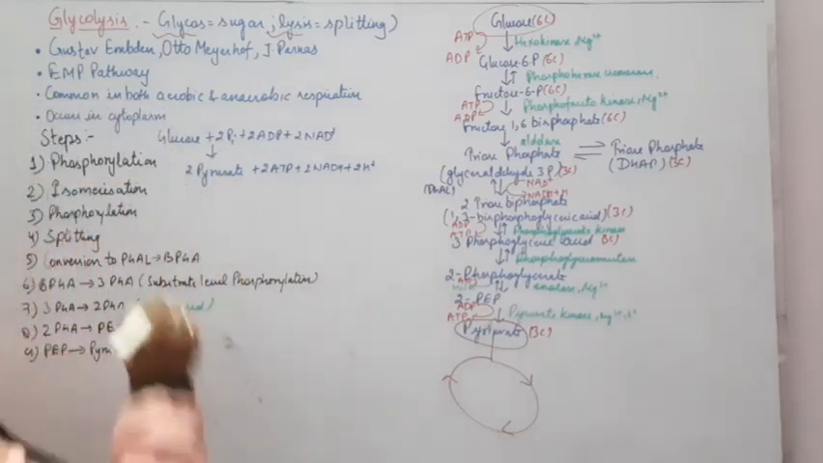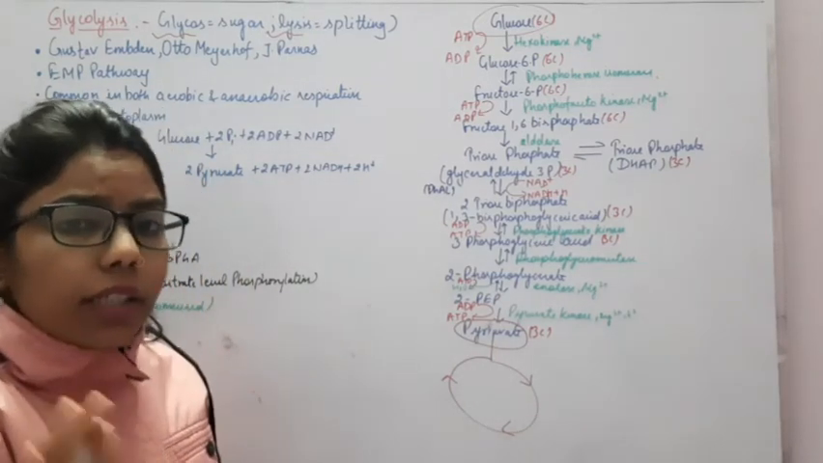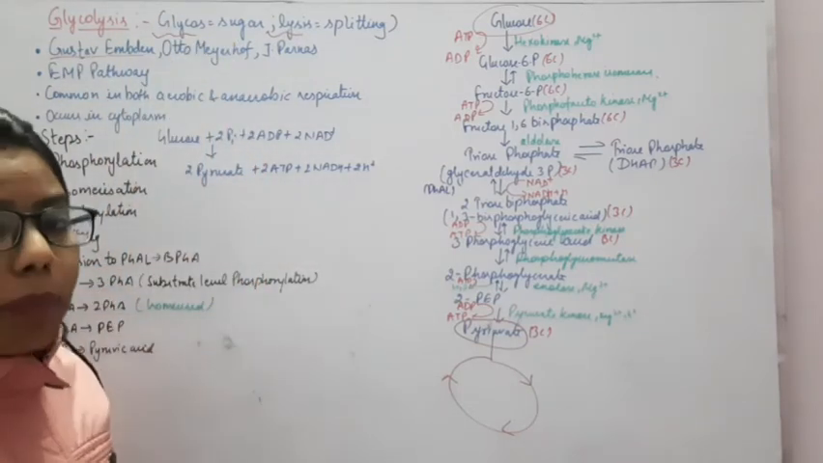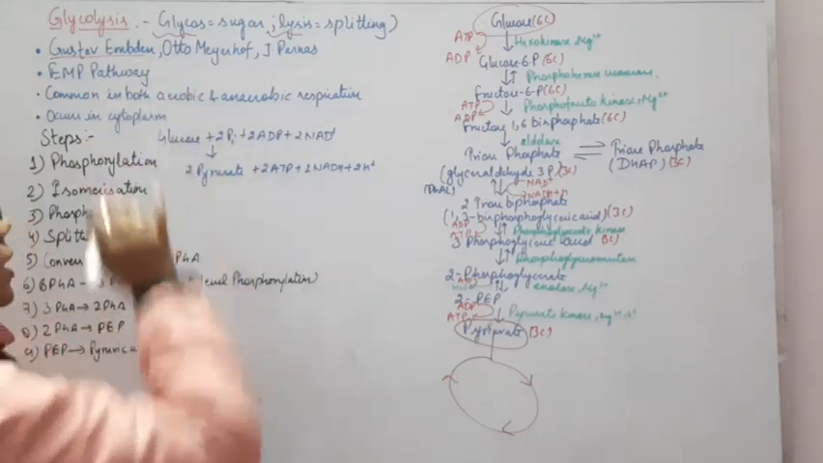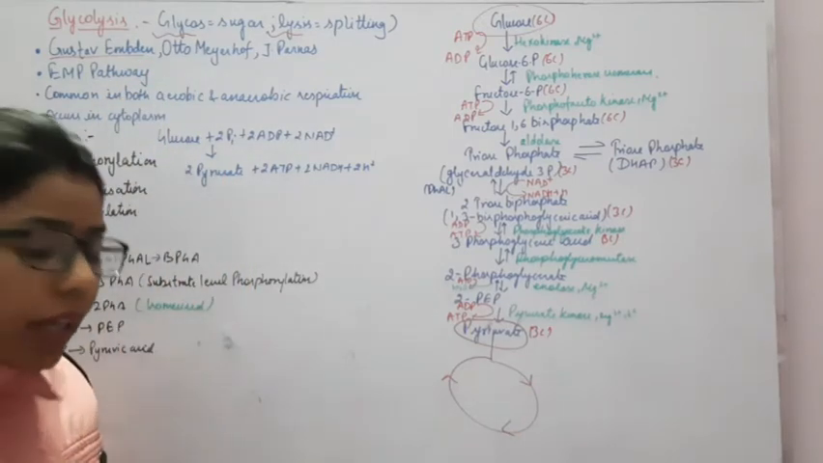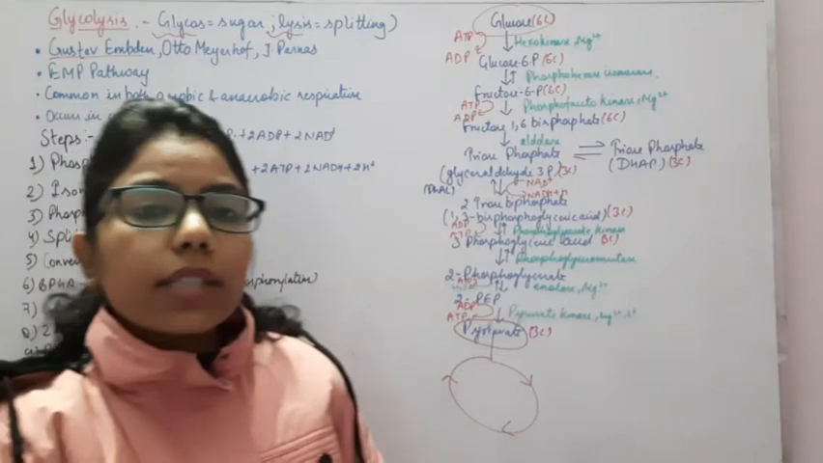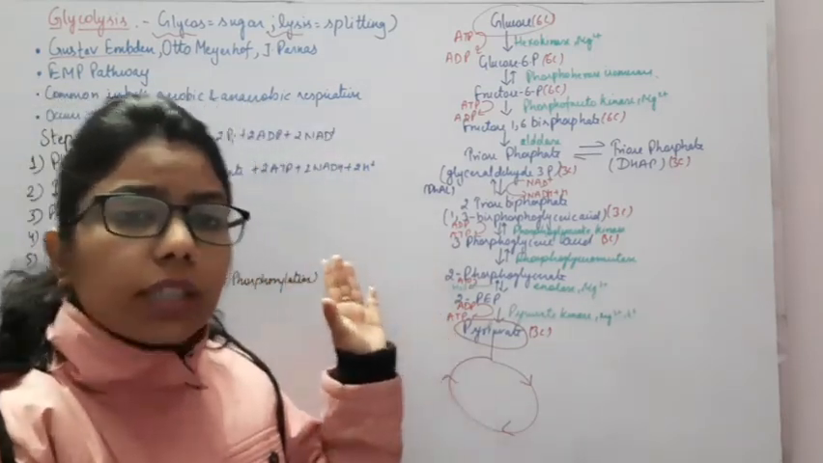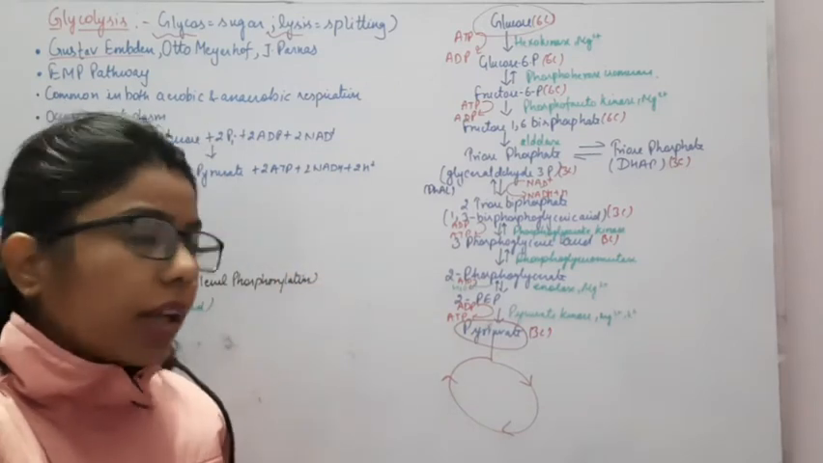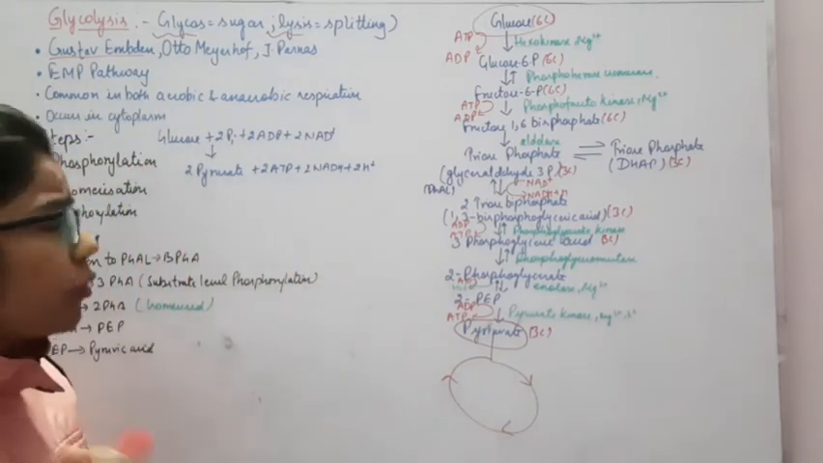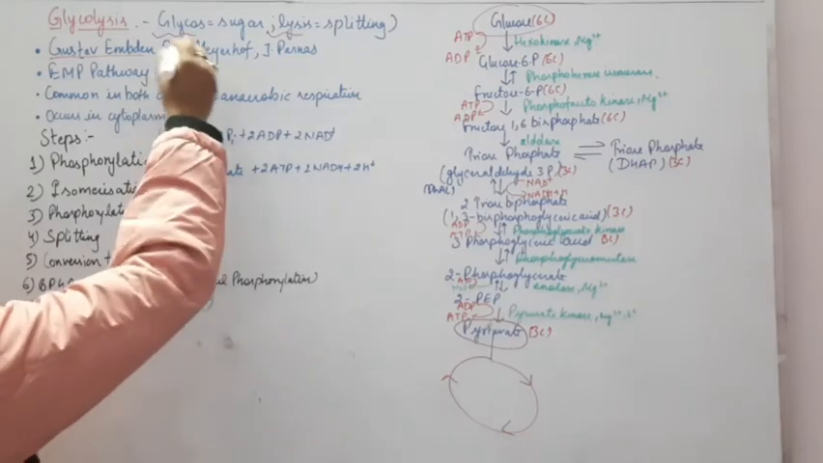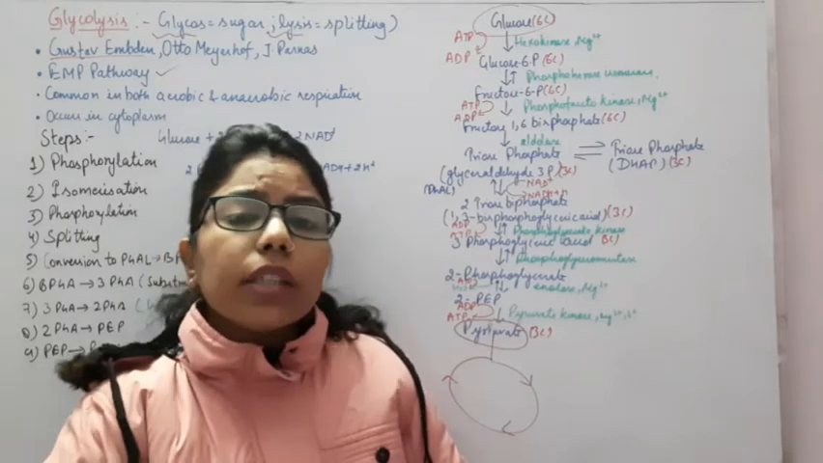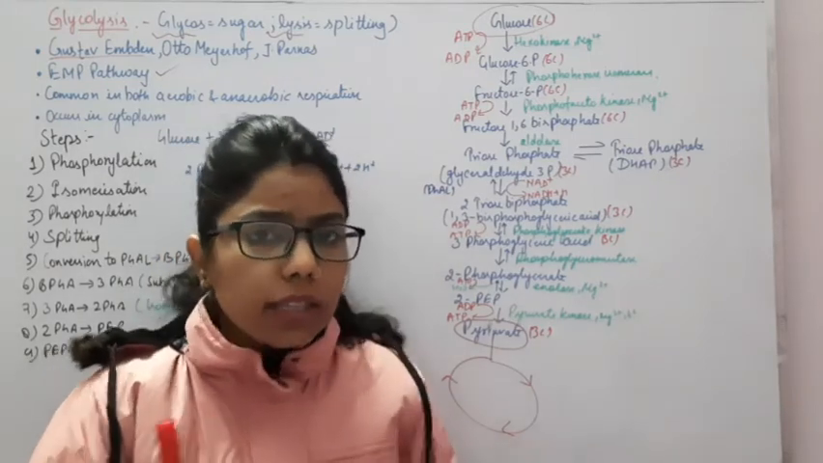Now, this glycolysis was given by 3 scientists, Gustav Embden, Otto Meyerhof, and J. Parnas, and from these names we get EMP, so glycolysis is also known as the EMP pathway. Why? Due to the contribution of these 3 different scientists, right? These are some points which we have to memorize here. This is the EMP pathway, and as I have discussed right now, glycolysis is common in both aerobic as well as anaerobic respiration.